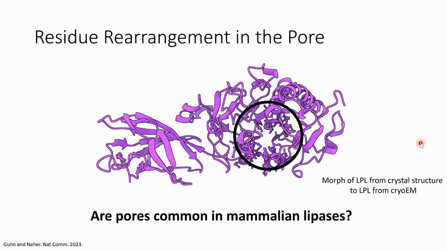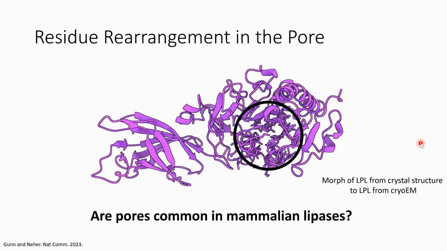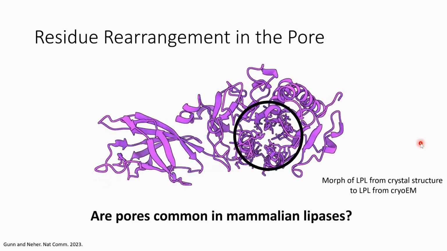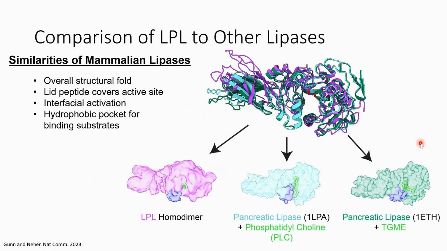So the main question this brought up for us is, are pores like this that run adjacent to the active site common in mammalian lipases? To answer that question, we compared LPL to other mammalian lipases. There have been quite a few structures of those solved using crystallography. In this example, what I'm showing you is two structures of pancreatic lipase that had both undergone interfacial activation, as we see that our protein has undergone. You can see the lid domains of each of these proteins is in dark blue. The lids of all of these proteins have slid to the side, so they have undergone interfacial activation, exposing their hydrophobic binding pockets.